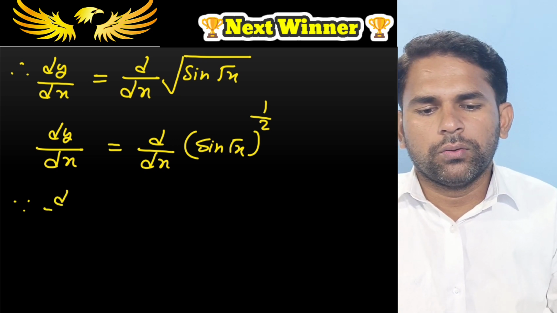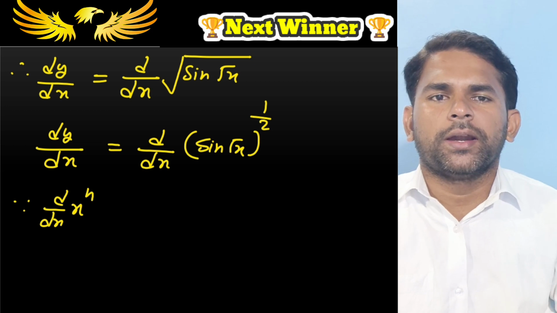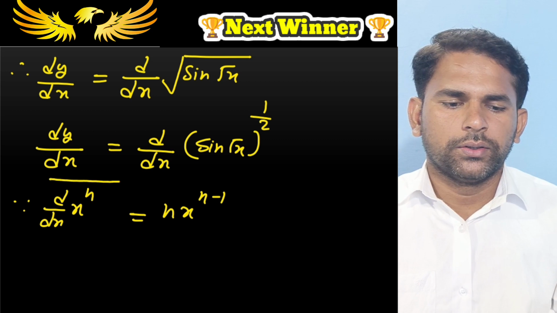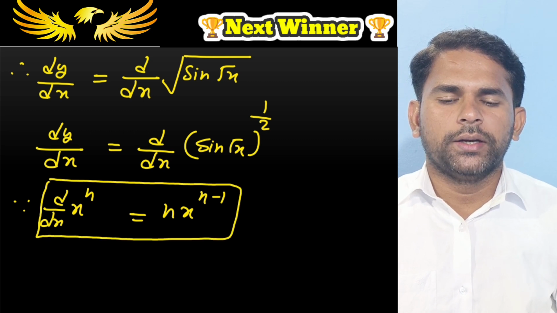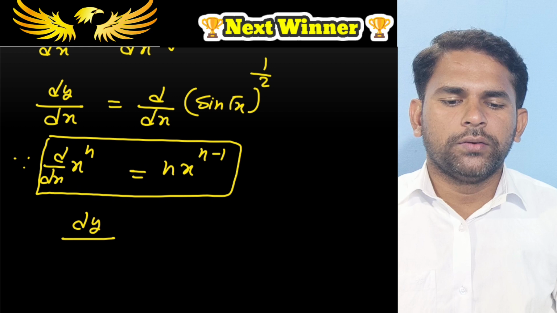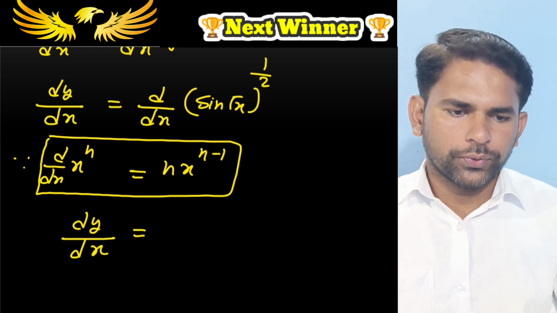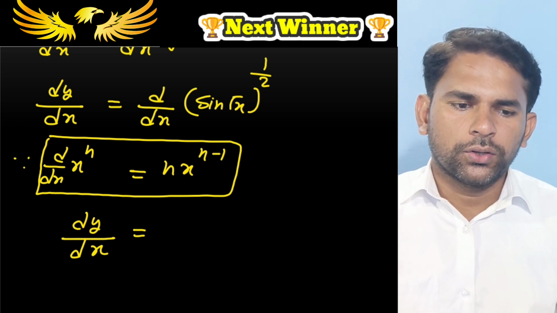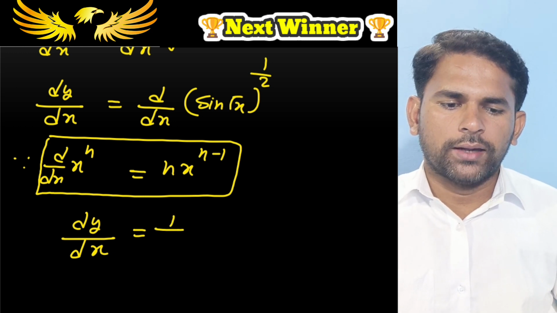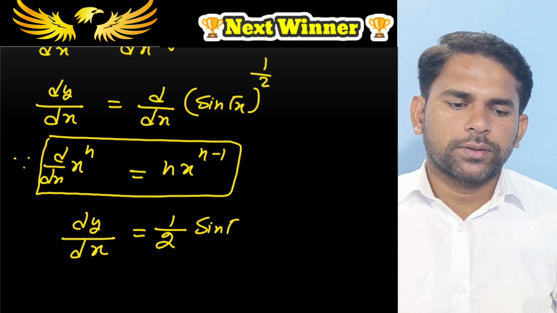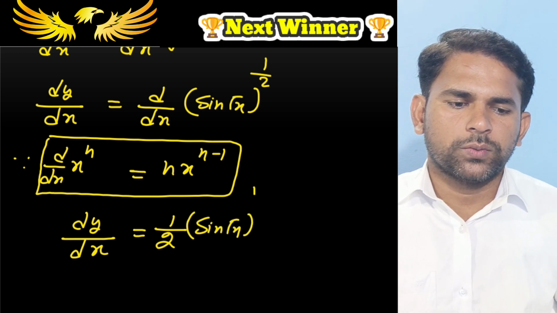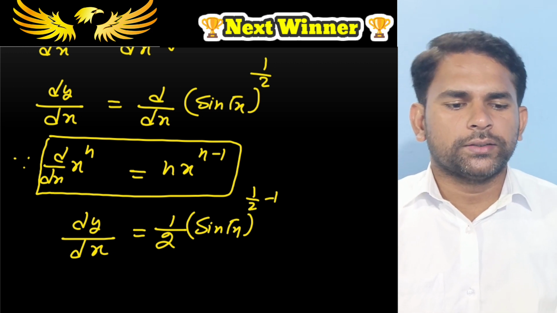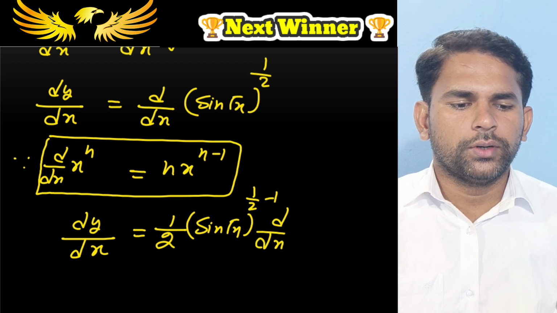So we know one formula, d over dx of x power n, which is n x power n minus 1. This formula we will apply here. So now we can write dy over dx is equal to this. Let us consider sine root x as x. So x power n gives n x power n minus 1. It means 1 upon 2, minus 1. You are considering sine root x as a function of x, so again you will differentiate.